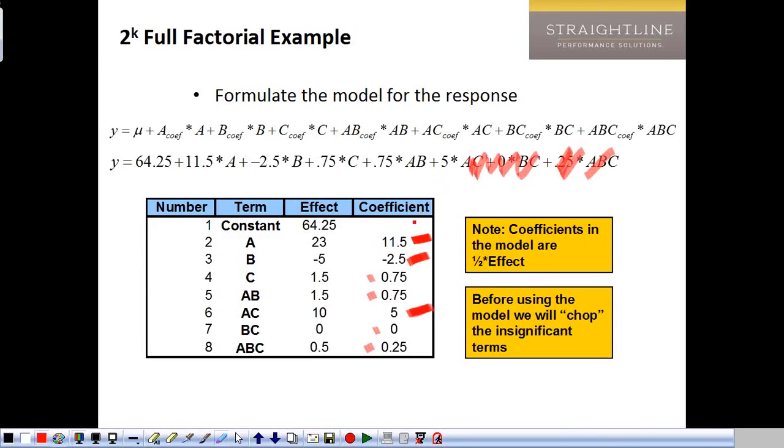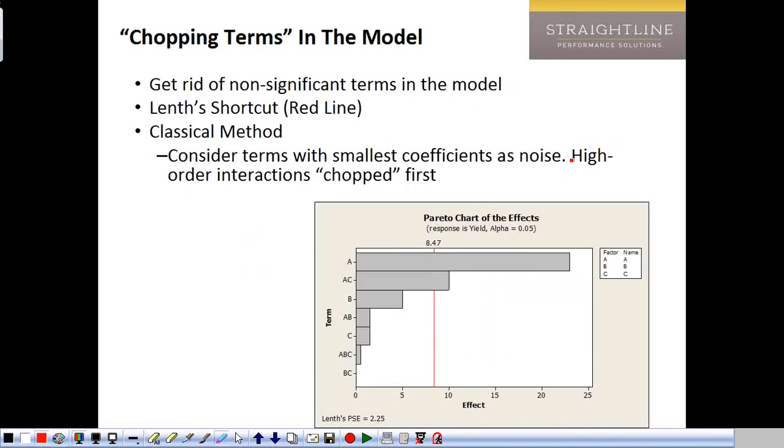Oops, did I mark out AC? AC is going to be kept, darn it, screwed up, sorry about that, folks. BC is going to go out, AC looks like it's going to stay in, AB looks pretty small, C looks pretty small. Yeah, we're going to have to keep that because we've got AC, you see. B looks pretty big, and A looks pretty big, and of course we keep the constant. So we get rid of some of those terms, and the model starts to make a little bit more sense, and it's going to be easy. So we're going to see that Minitab's going to do that for us.